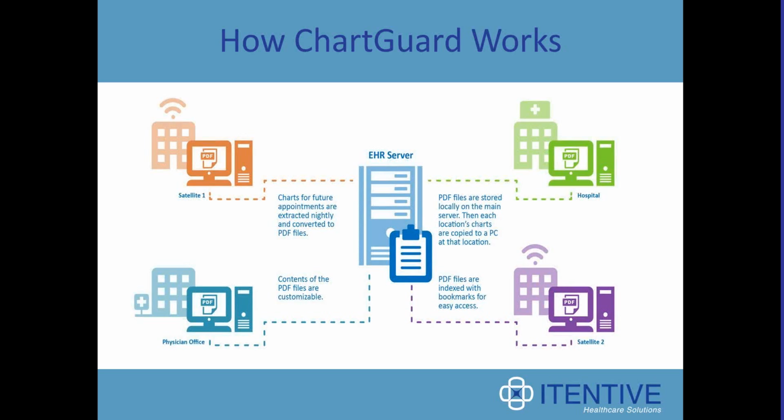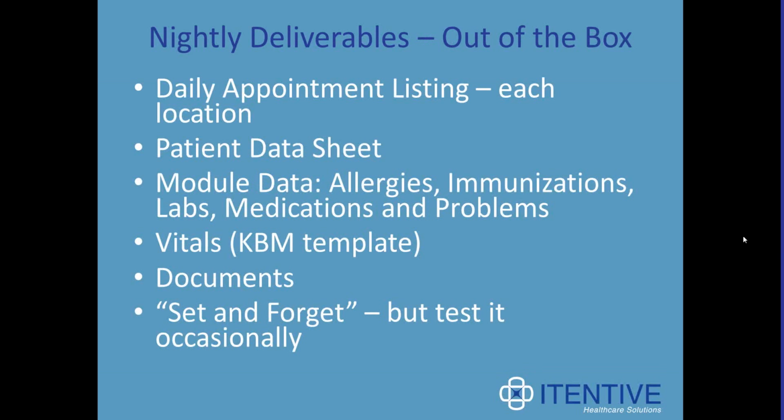Well, let's take a look here at the deliverables that are inside each of the charts. Okay, as I mentioned, the sites are each going to get their appointment listing so they know who's coming in. Within the chart itself, you're going to get a patient data sheet giving the demographics and some of the relationships, giving the insurances. You're going to get your module data from NextGen. So your medications, allergies, now immunizations is a module.